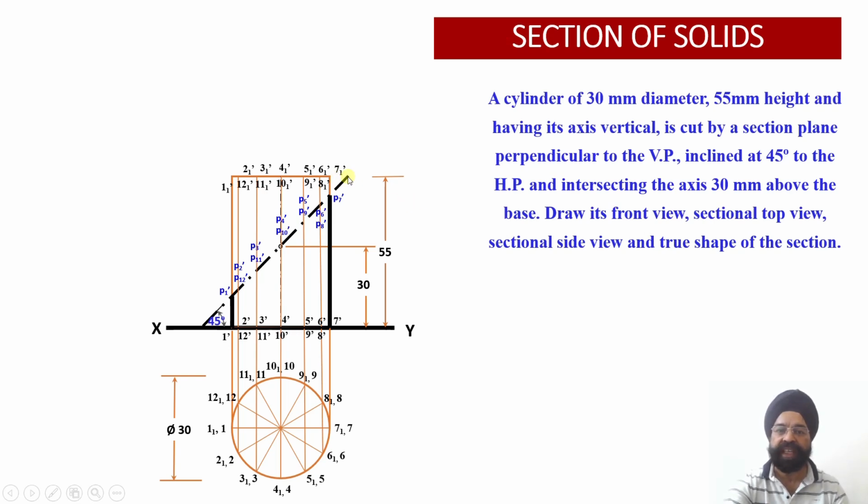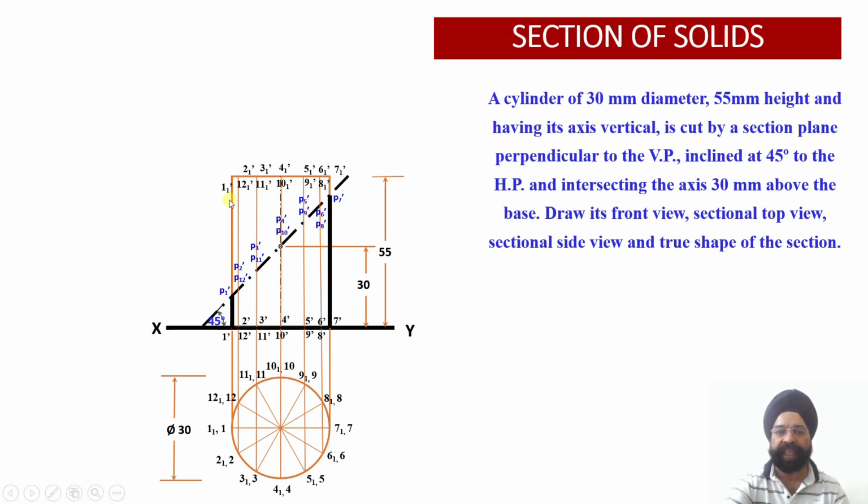Now since all these 12 points have been located in the front view, I need to work out the top view of all these points. So for that I am going to look from the top. As I look from the top at this cylinder, all these points of intersection, since they are lying on the vertical projectors, will fall upon the same vertical projector where they were lying on the elevation view.